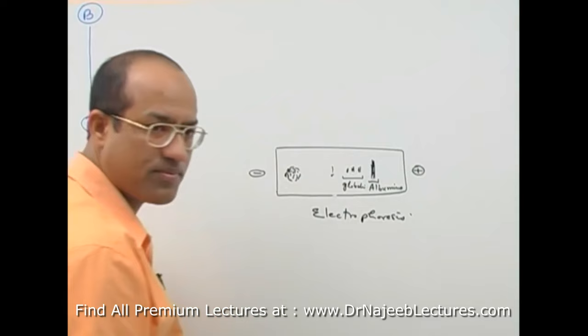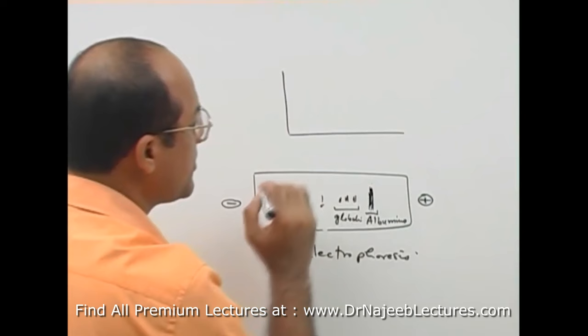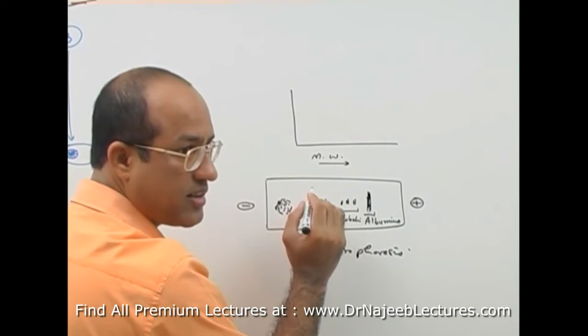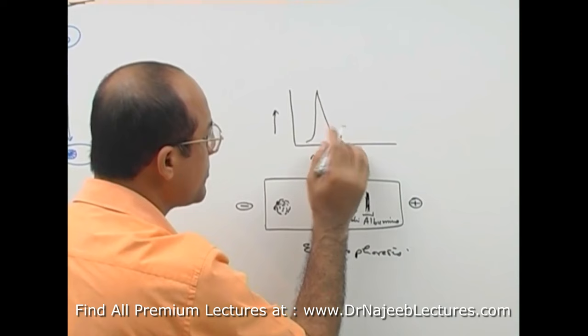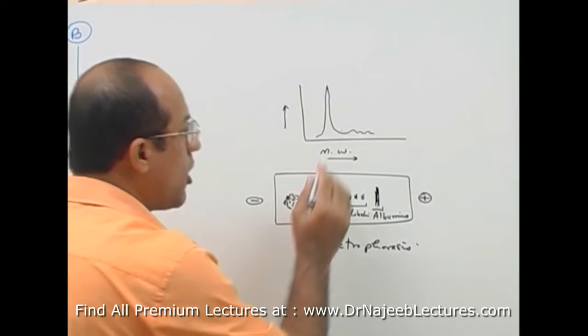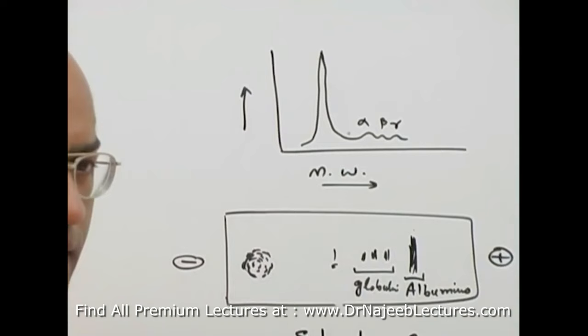Another way to show this is to draw a graph. If you put molecular weight here, classifying the plasma proteins by increasing molecular weight on this side, and plasma protein concentration on this side, then this is albumin, and these are globulins. Am I clear? Out of this, this is alpha globulin, these are beta globulins, these are gamma globulins.